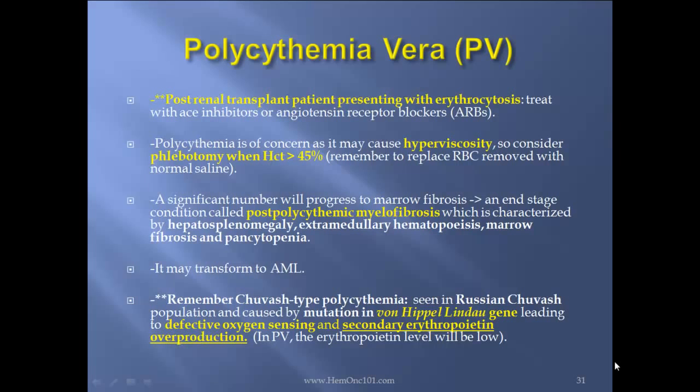Remember, Chuvash-type polycythemia is seen in the Russian Chuvash population and caused by mutations in the von Hippel-Lindau gene, leading to defective oxygen sensing and secondary erythropoietin overproduction. In PV, the erythropoietin will be low. That's how you differentiate the two.